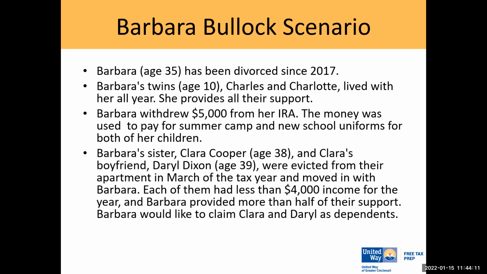So, one quick question. If Clara was living there for a whole year, could Barbara claim her? Yes. And also the boyfriend, or is the boyfriend not allowed to be claimed because he had no relationship with Barbara? So on C1, the qualifying relative, they either have to be related to you, if you have the relationship, or you lived with that person, the taxpayer, the entire year.